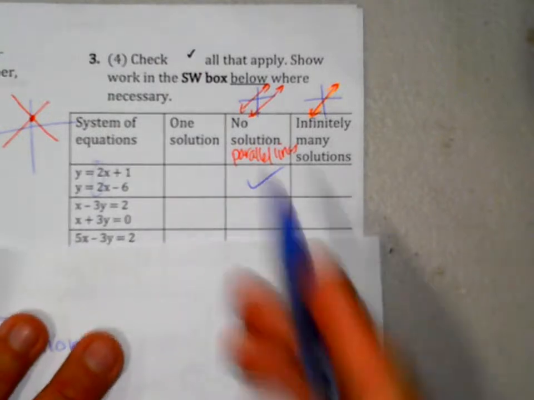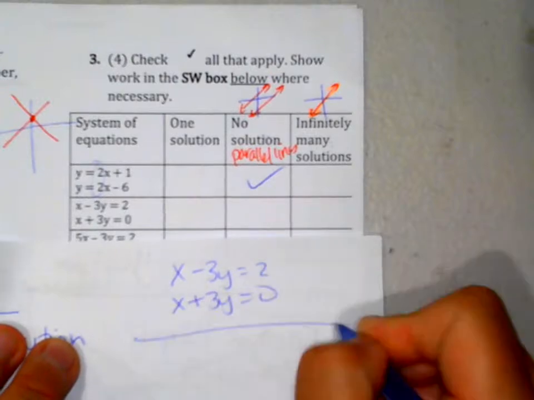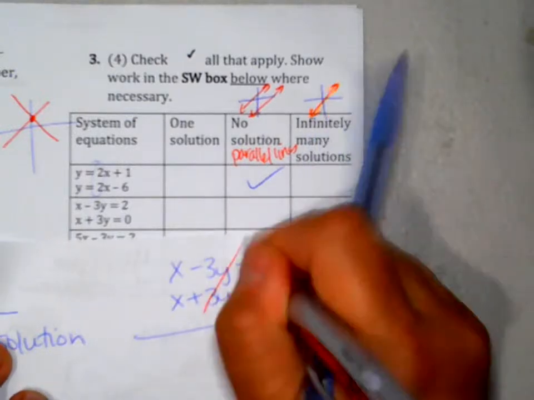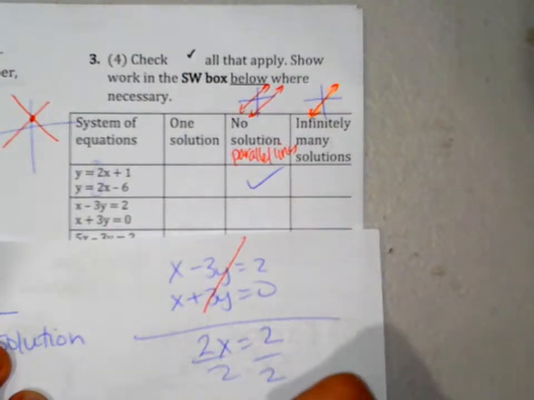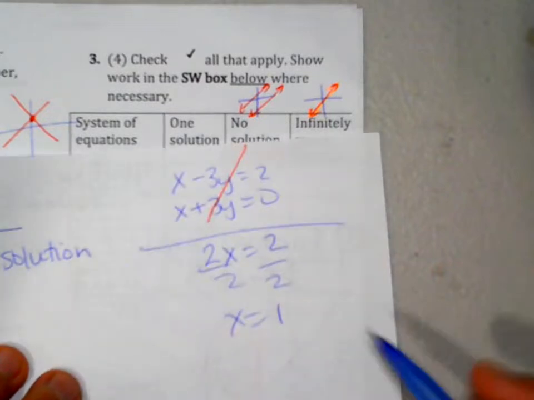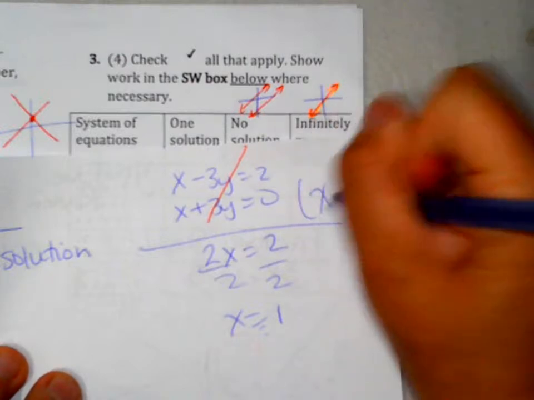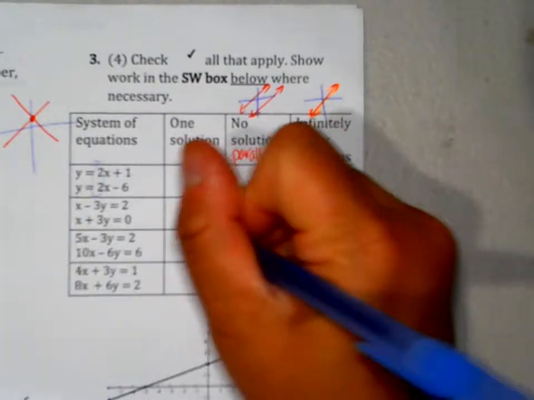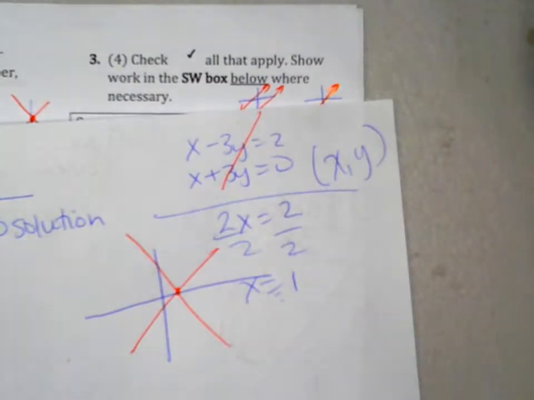I have x minus 3y equals 2, x plus 3y equals 0. So when it's set up like this, I have 1 negative, 1 positive. I would eliminate. I would get rid of that. And then I would have 2x equals 2. Divide both sides by 2. x equals 1. I don't need to do anything else. As soon as I get a value for x, I know I can plug it back in and get a value for y. I'm going to get an x, y answer. That's one solution. This is going to cross at one point, wherever it is. That's what that one's going to look like, okay?